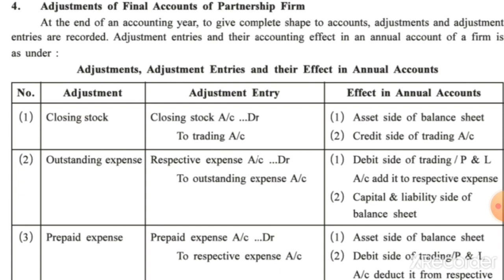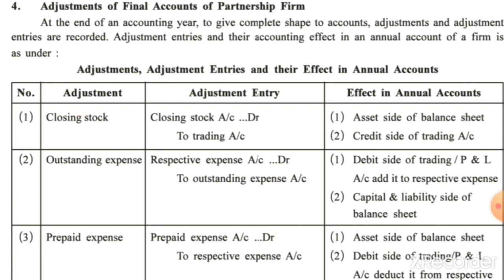Starting with the first adjustment, that is of closing stock. Now students, in 11th standard also, we know that a few of the entries would be similar to the final accounts of a sole proprietorship firm. So closing stock, you know very well that on the credit side of trading account we were writing the last entry. So same effect, that is closing stock account debit, trading account credit.